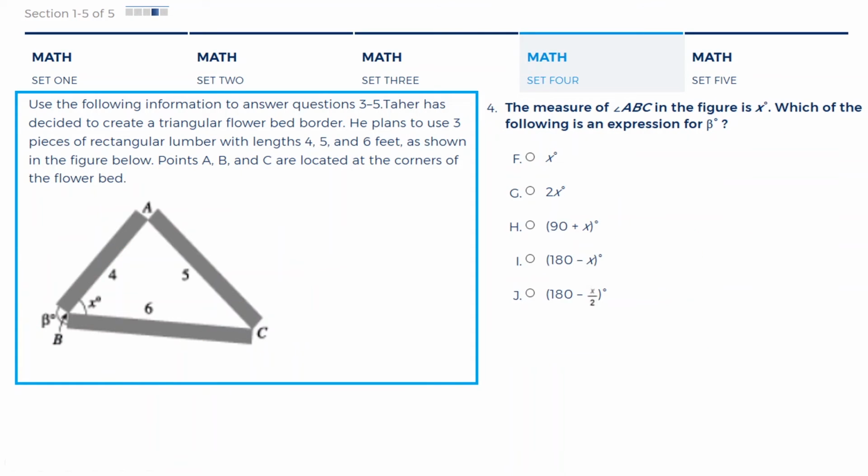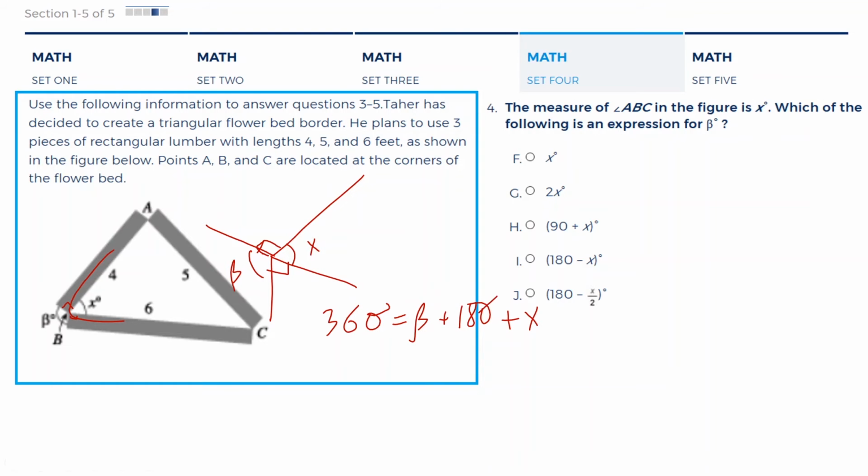Next, same image. Okay, the measure of ABC is x, which of the following is beta? So here's an interesting one, right? This one is 90, this is also 90. If you do this like that, this is 90 degrees here, 90 degrees here, 90 degrees here, this is beta, this is x. So I know that 360 degrees is equal to beta plus 2 times 90 plus x. If I cancel the 180 from both, I get 180 is equal to beta plus x. I solve for beta, so beta is equal to 180 minus x. I.